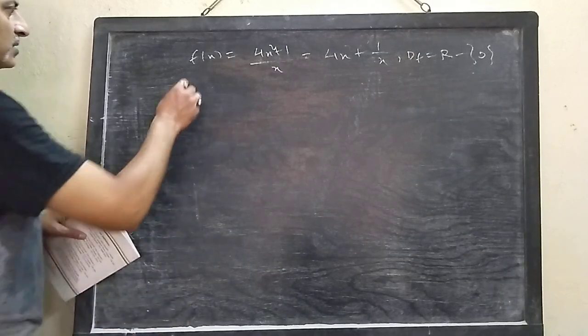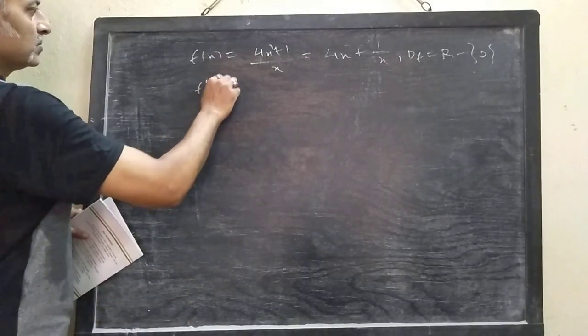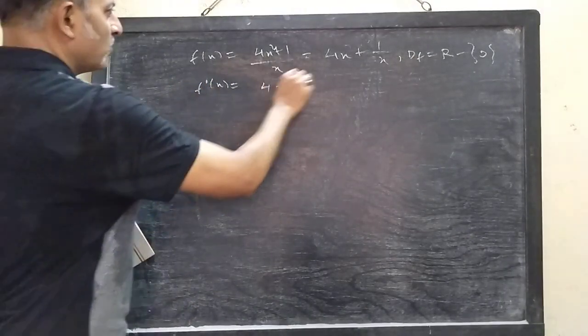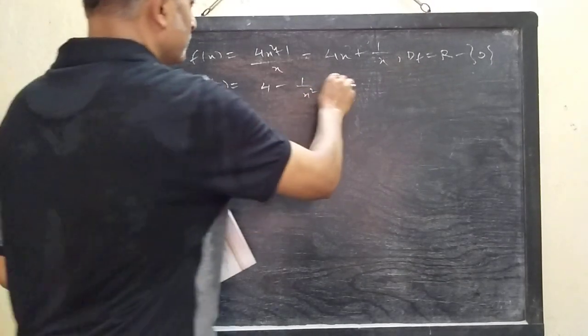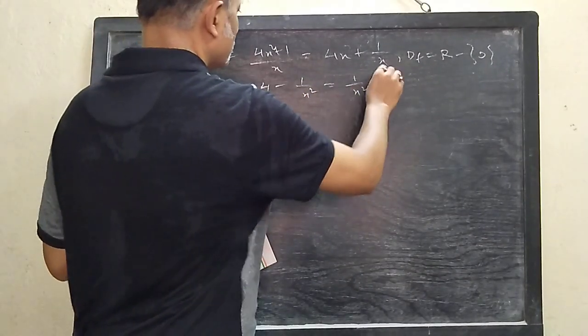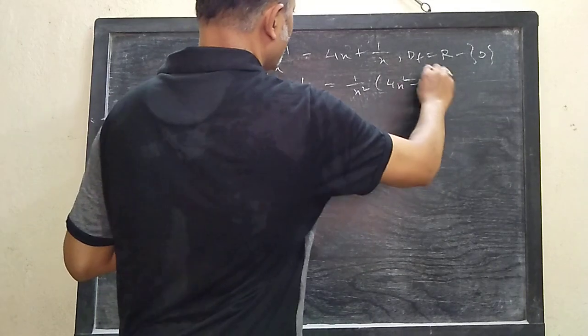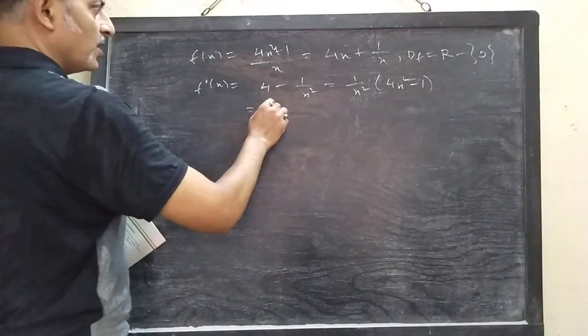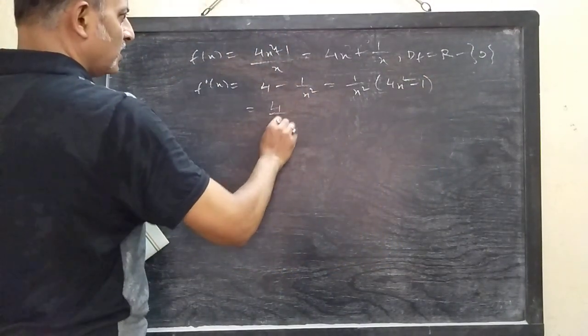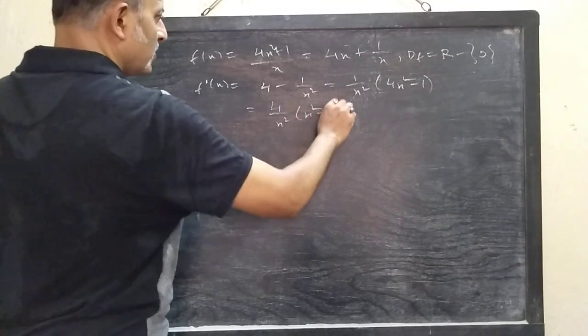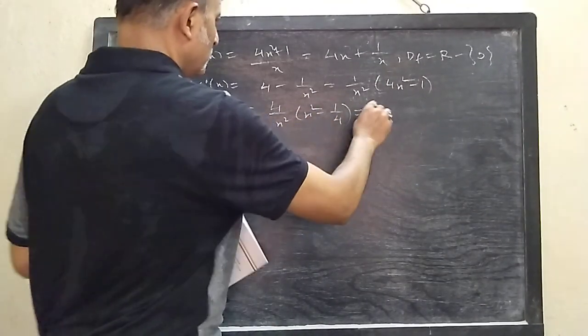Now find f'(x). f'(x) is 4 minus 1 by x square. If you take 1 by x square common, you get 4x square minus 1. If you take 4 common, you get 4x square into x square minus 1 by 4.